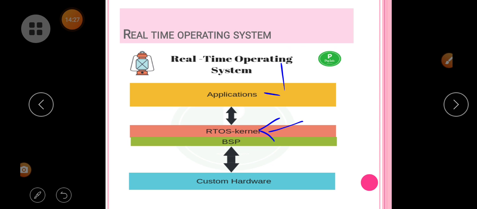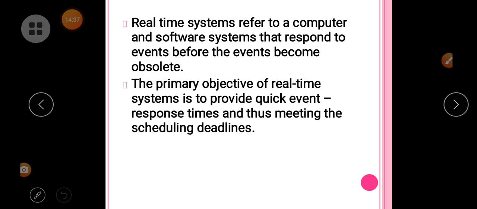Here the user applications are here and the custom hardware is here. So the operating system acts as an interface between the applications and the computer hardware. Let us discuss what this is. A real-time operating system refers to computer and software systems that respond to events before the events become obsolete. So before the event happens, the real-time system is going to respond.